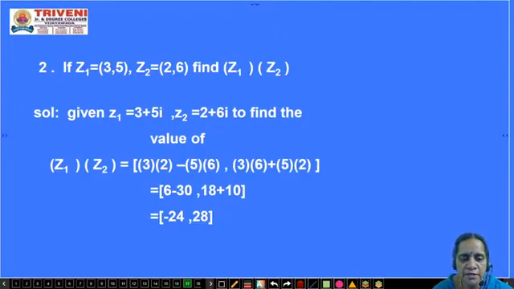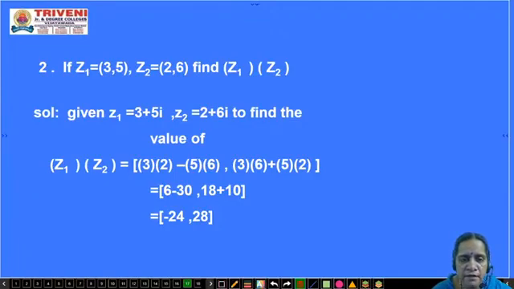Then multiplication of z1 and z2. z1 we can take as 3 comma 5 and z2 is equal to 2 comma 6. The value of z1 into z2 is equal to, what is the formula here? a is equal to 3 and b is equal to 5, c is equal to 2 and d is equal to 6. You already know the formula for multiplication of complex numbers: ac minus bd comma ad plus bc. So we write here 3 into 2 minus 5 into 6 comma 3 into 6 plus 5 into 2, that is 6 minus 30 comma 18 plus 10, which is minus 24 comma 28.